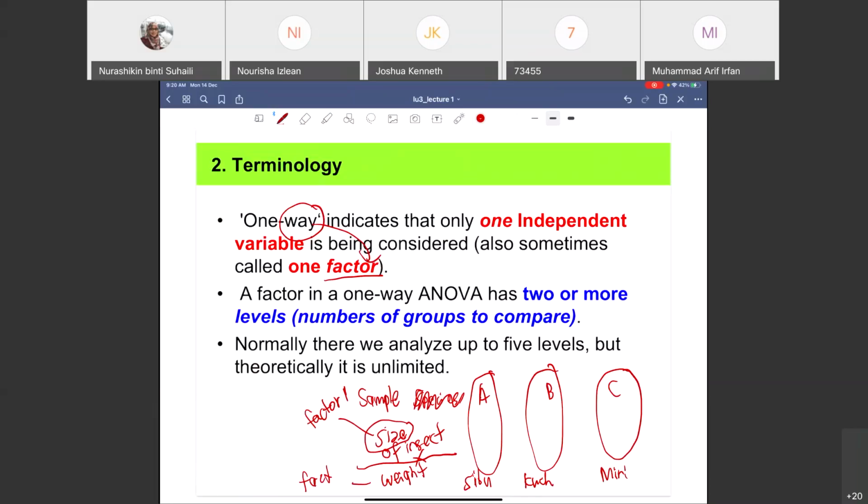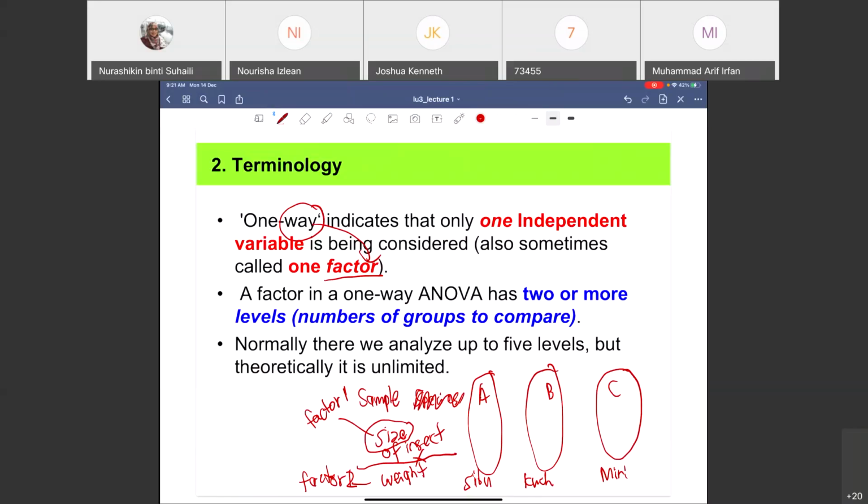Okay. So if you have only one factor, you want to compare only size, it means that the test you're going to carry out is one-way ANOVA. Okay. But if you want to compare the size of the insect and also the weight of the insect across the samples that you have, I just give 3 examples, but it can be more, that means the ANOVA test is called two-way ANOVA. Okay. So way here means the factor or variable.